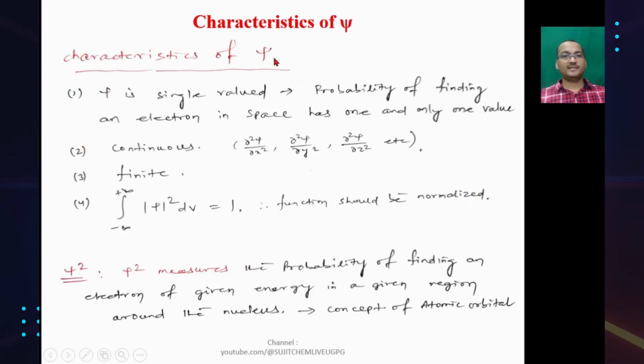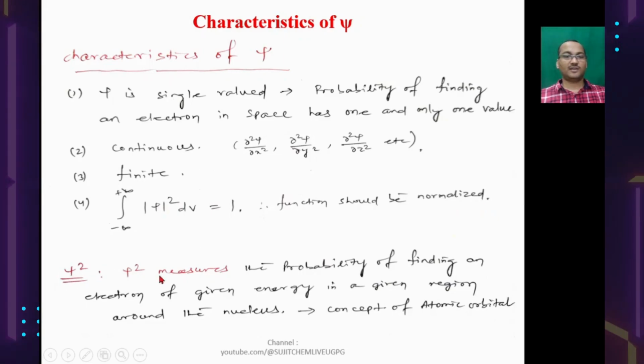The next is characteristics of psi. Psi is single valued, so that means the probability of finding an electron in space has one and only one value, and it is continuous, then finite, and the integration from minus infinity to plus infinity of psi square dv equals 1. So that means this function should be normalized.